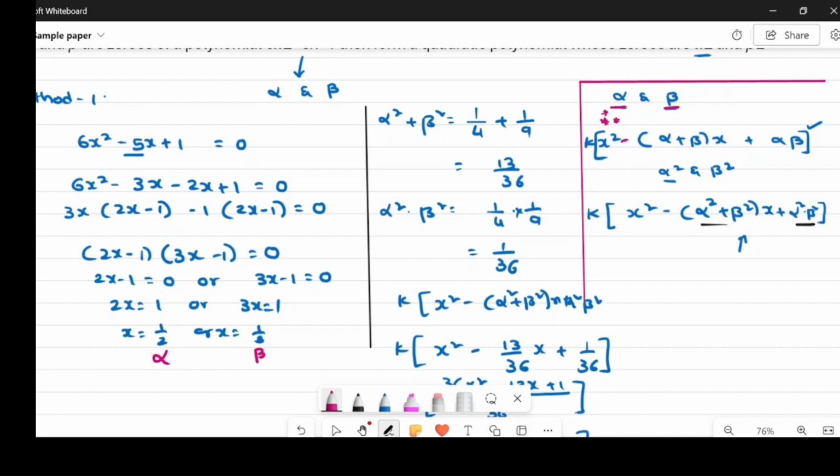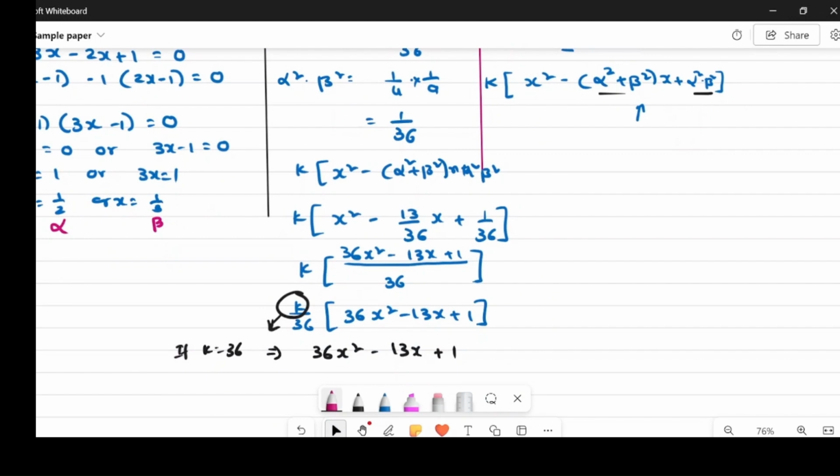Alright. Next, method 2. So here we got 36x square minus 13x plus 1. We'll write it here and cross check with the other method as well. 36x square minus 13x plus 1.